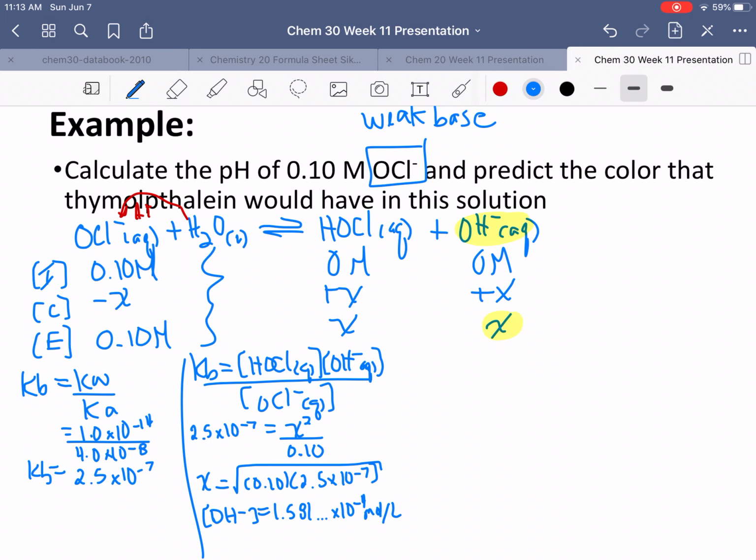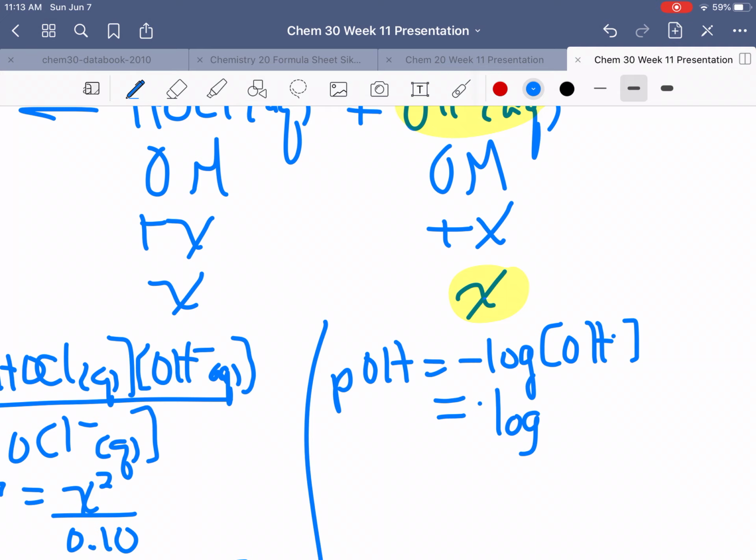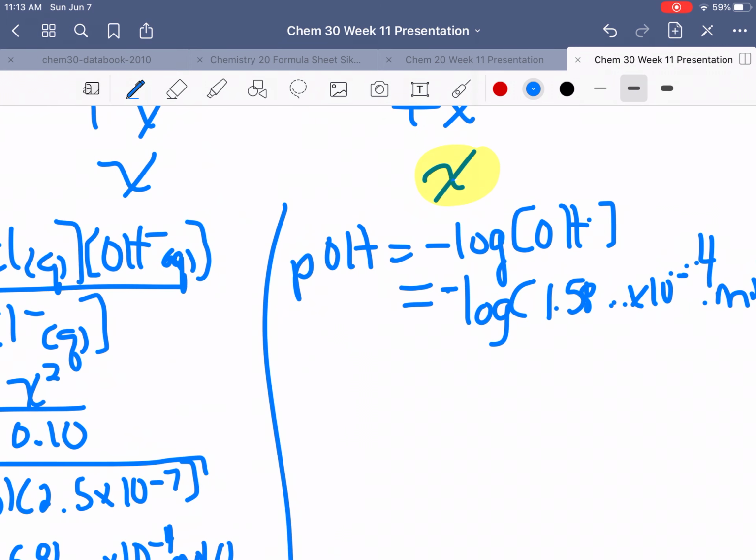All right, can we directly get pH yet? Of course not, but I can get pOH, and then of course there's a slew of handy formulas that we can go with that. pOH is negative log of hydroxide concentration, so it'll be negative log of 1.58 times 10 to the negative 4 moles per liter. Number crunch away, but don't round. pOH equals 3.8010, keeps on going.